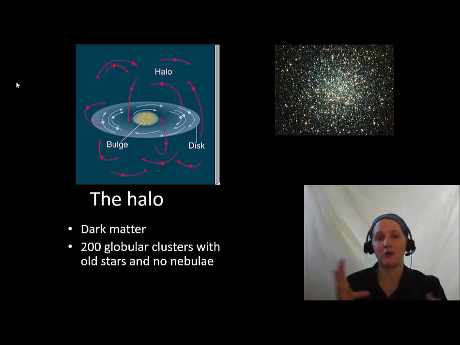We think these formed before the disk even happened. And since these formed before the disk even happened, they do not have organized orbits. They don't all go in the same direction like the disk does. They pretty much have random orbits.